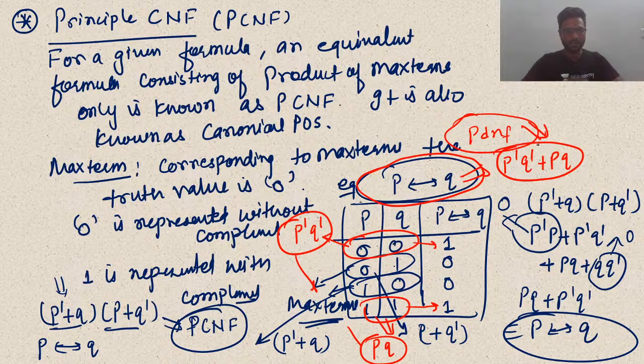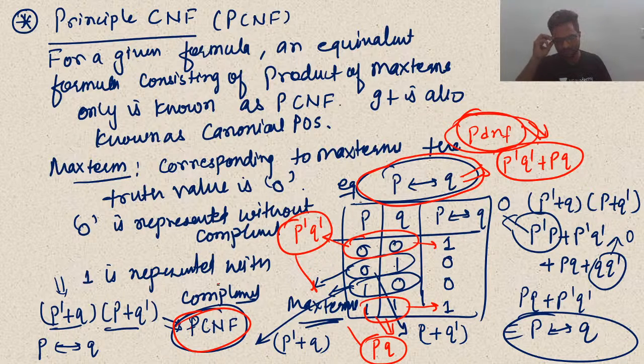Yes, PDNF and PCNF form for any given function will be unique. Yes or no? Can we say or not? Can I say that the PDNF and PCNF are unique for any given function?